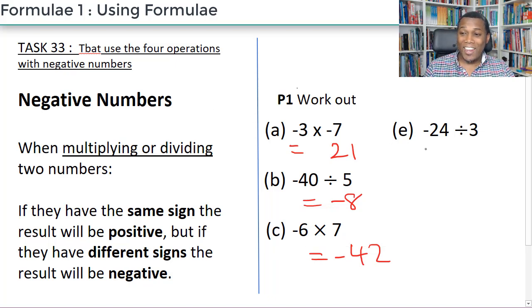Sorted. Okay. How many 3s go into 24? We would write 8. Are the signs the same? No. So your final answer should be negative. Spot on. Really key idea. Make a note of this.